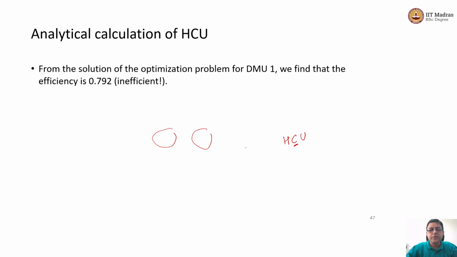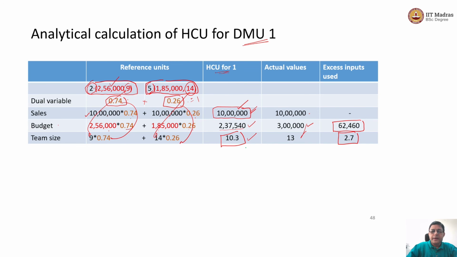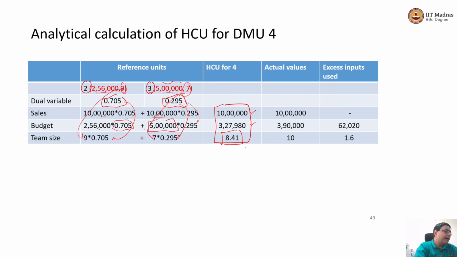So how should DMU4 become efficient? DMU4 should become efficient by spending a budget of about 327,000, using a team size of about 8.41. But what is it doing currently? Currently it is spending a budget of 3,90,000. It is using a team size of 10. So what is our recommendation for DMU4? Our recommendation for DMU4 is to reduce the budget by 62,000 and reduce the team size by about 1.6.